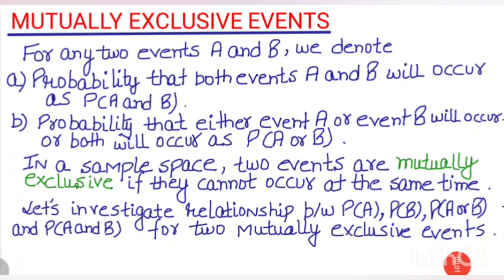Here I'll discuss mutually exclusive events and independent events related to probability. First of all, mutually exclusive events. For any two events A and B, we denote the probability that both events A and B will occur as probability of A and B. It can also be denoted as probability of A intersection B. This is the sign of intersection.